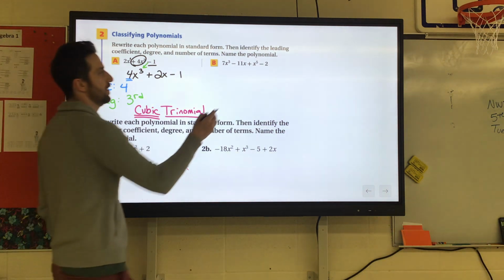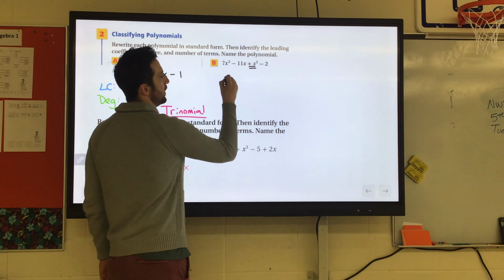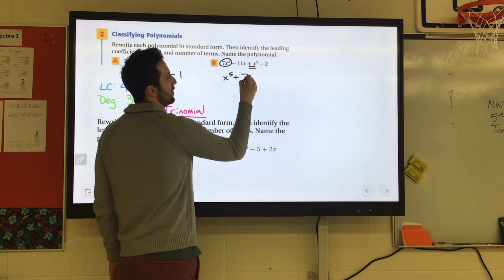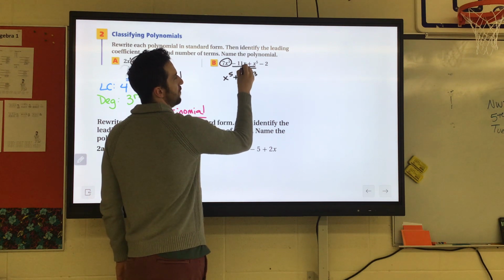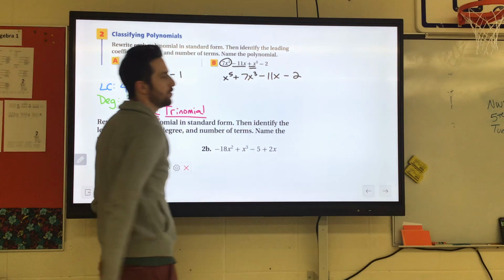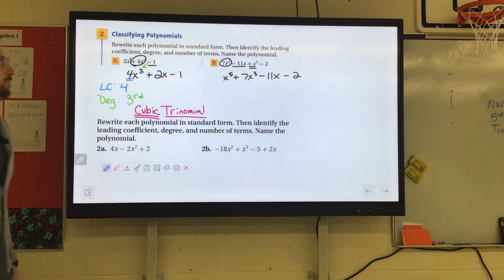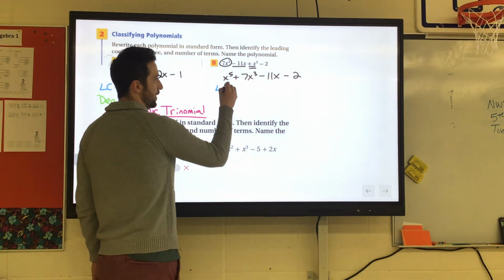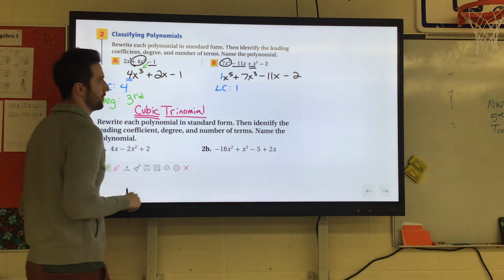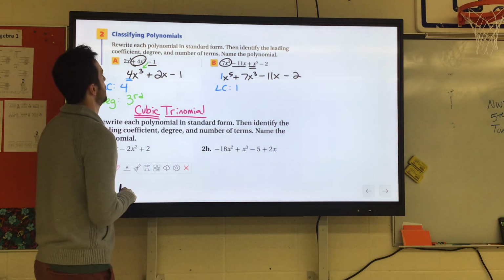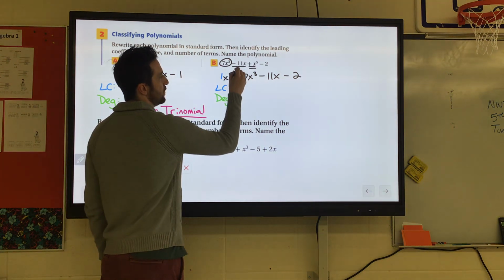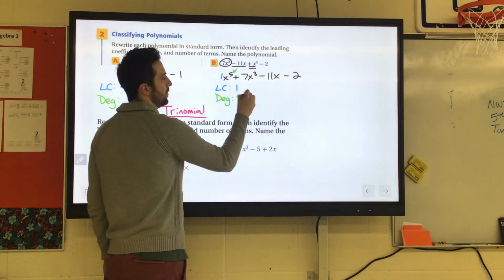Highest exponent I see is this x to the 5th. The next one would be the 7x to the 3rd. Then we'd have our negative 11x, and then you have your constant, your negative 2 at the back there. So our lead coefficient is the number in front. There's an invisible 1 there. What's next? The degree. This is the 5th degree because that's our highest exponent.